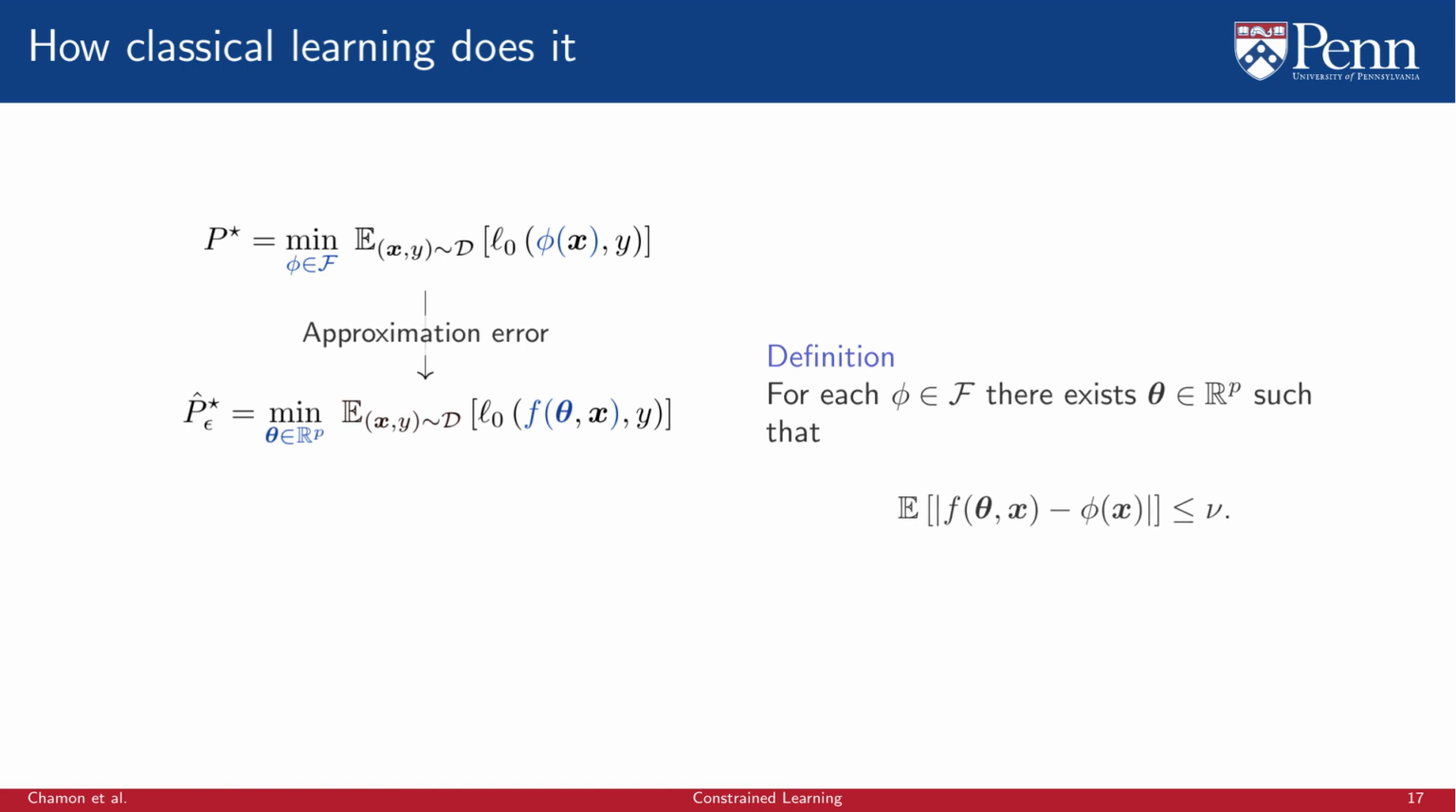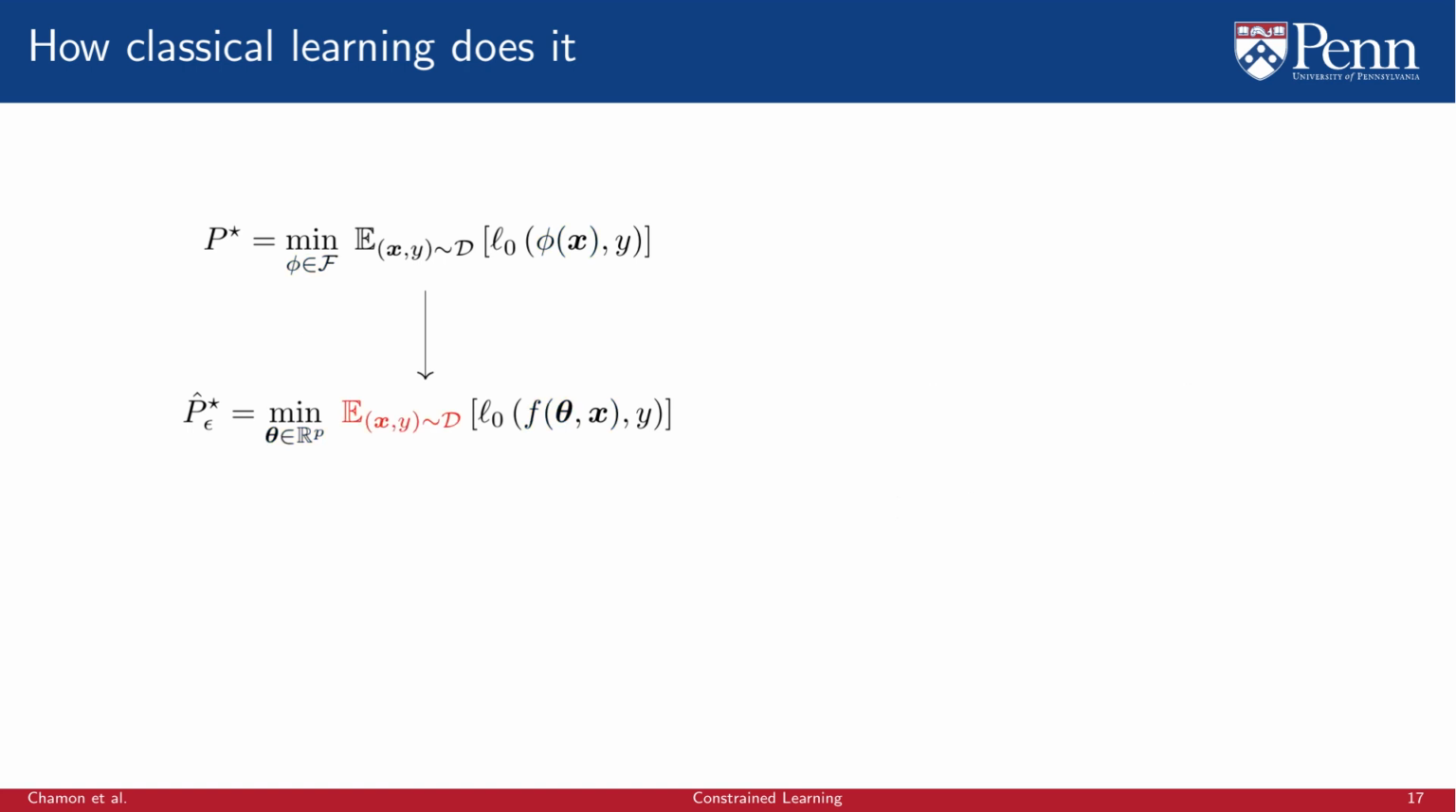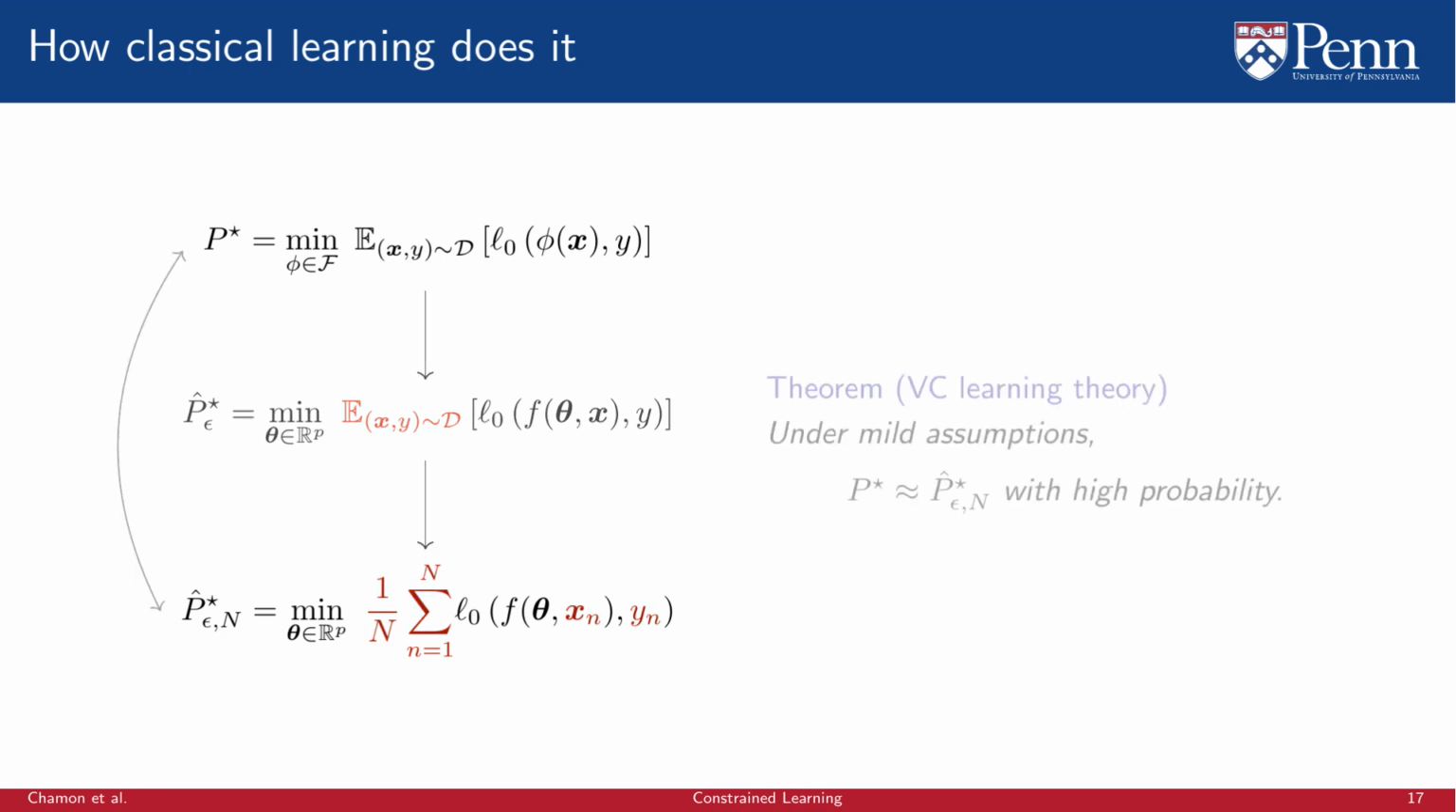So let's move on to the expectations that we can approximate by averages over the data samples, and then we get the widely used empirical risk minimization problem. Now, the fundamental theorem of learning guarantees under some mild assumptions that the solution of this finite dimensional empirical problem is close to that of the infinite dimensional statistical one.